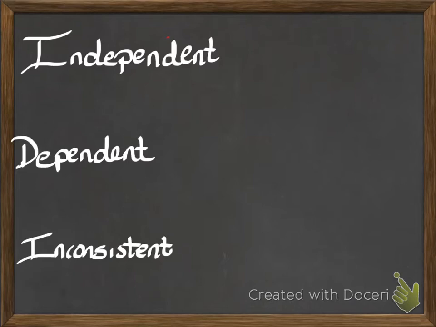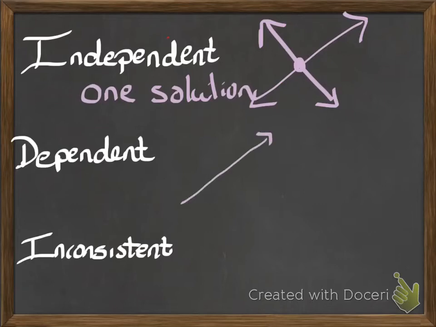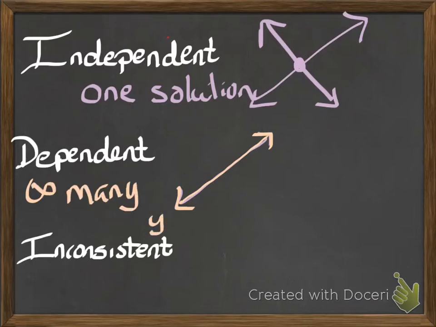Independent is when there is one solution, so in other words, when your lines cross. So independent has one solution. Dependent is when, if we graph it, we end up tracing over the line. So when it's exactly the same line, graphed twice, that's the infinitely many solutions that we represent with a line.